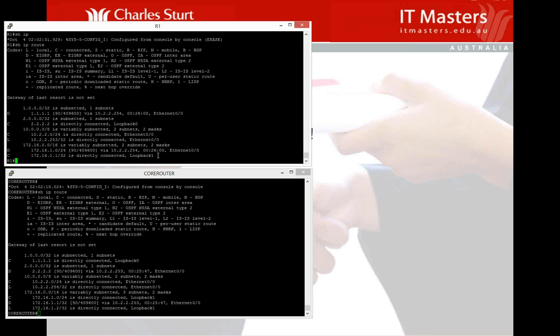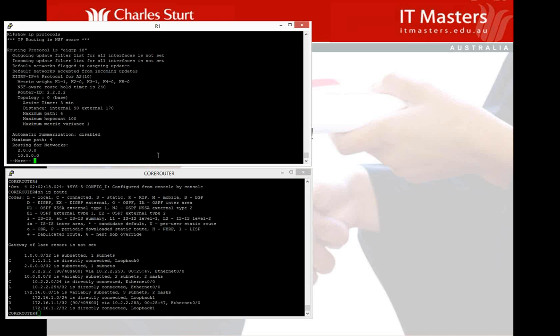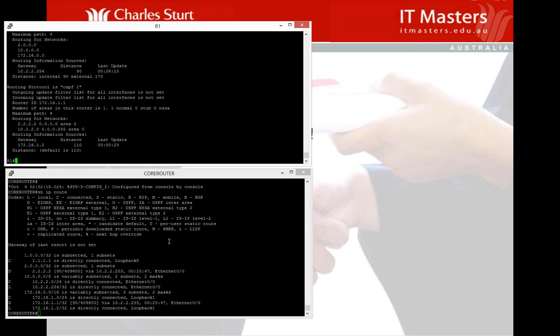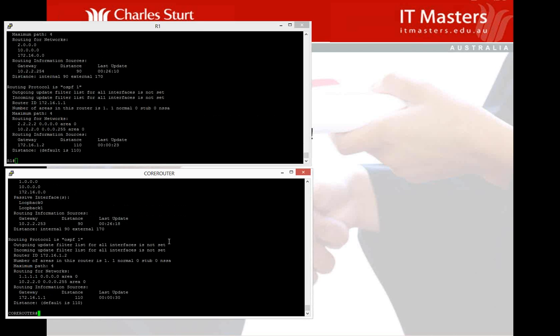Let's have a look here. What do we got here? Okay, not much has happened, has it? So is OSPF actually running? Okay, we know that OSPF is running there. Notice, see, highest loopback IP. Okay, so what's wrong? Why can't we see any OSPF routes?